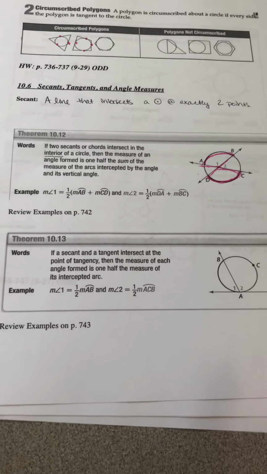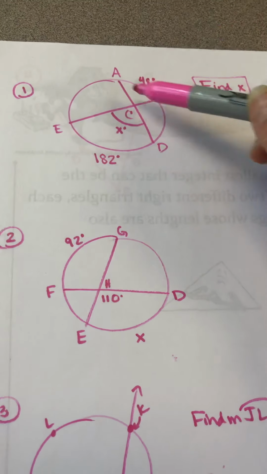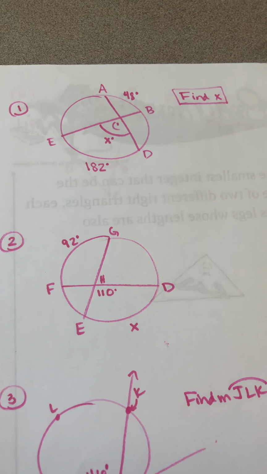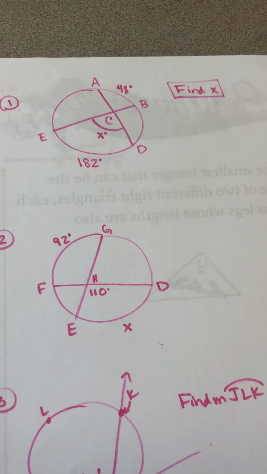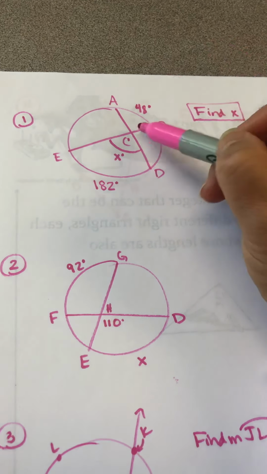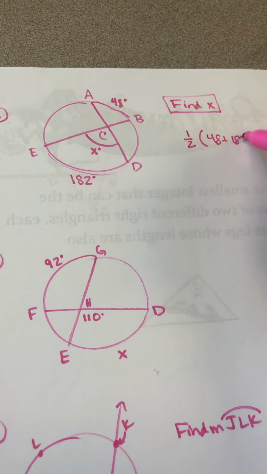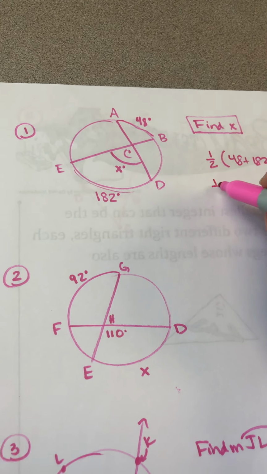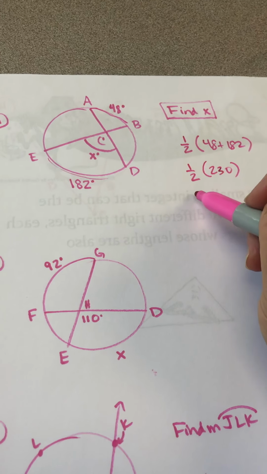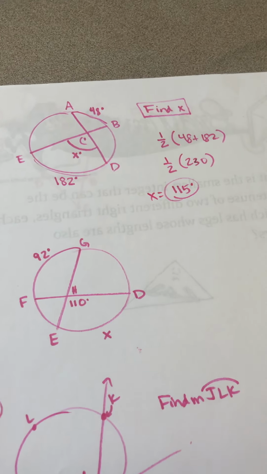We're going to go through a couple examples over here. Let's go look at this. Over here, we've got two secants, AD and BE, that intersect at this point C, and we need to find the measure of angle X. So I know the measure of this angle is 1/2 the sum of 48 plus 182, which will give you 230. So you have 1/2 times 230, and so your angle measure is going to be 115 degrees. Your X is 115 degrees in that one.